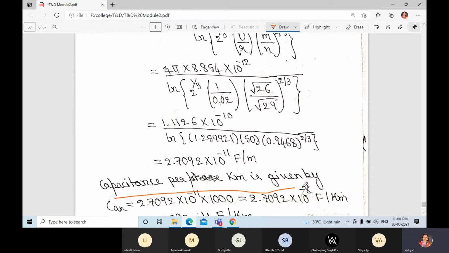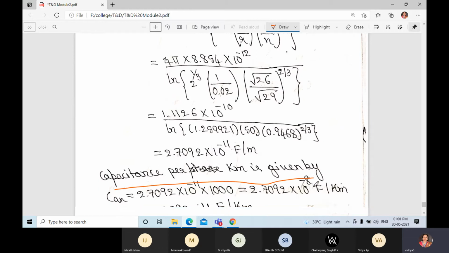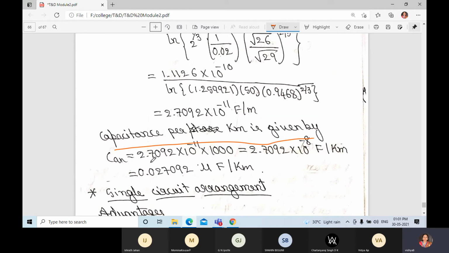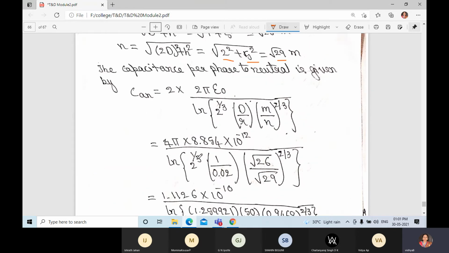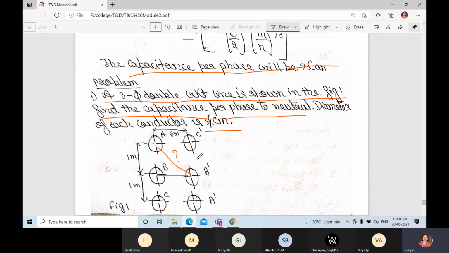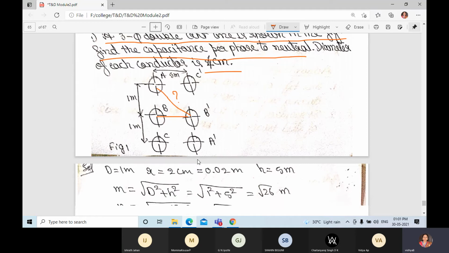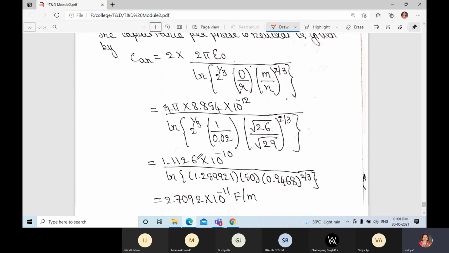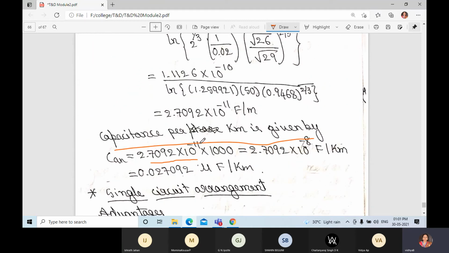The capacitance per phase per kilometer is given by C_AN equal to 2.7092 into 10 to the power of minus 11. They have not given the kilometer value. If they had given the kilometer value, then we should multiply. Just multiply by 1000. 10 to the power of minus 11 plus 3 is minus 8.